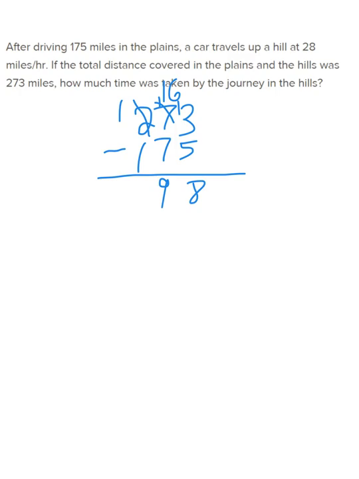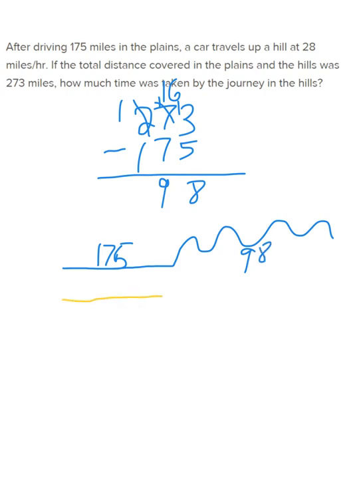And I can even make a picture of that if I want. Here are the plains. Here are the hills. Okay, 175 miles were driven here. 98 miles were driven here. The total distance is 273. Now, that's not the question. That's not the answer to the question. I need that information to get the answer to the question.